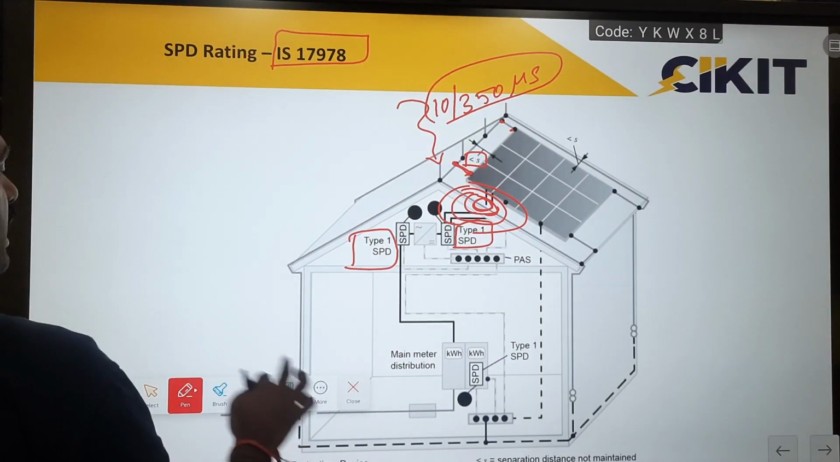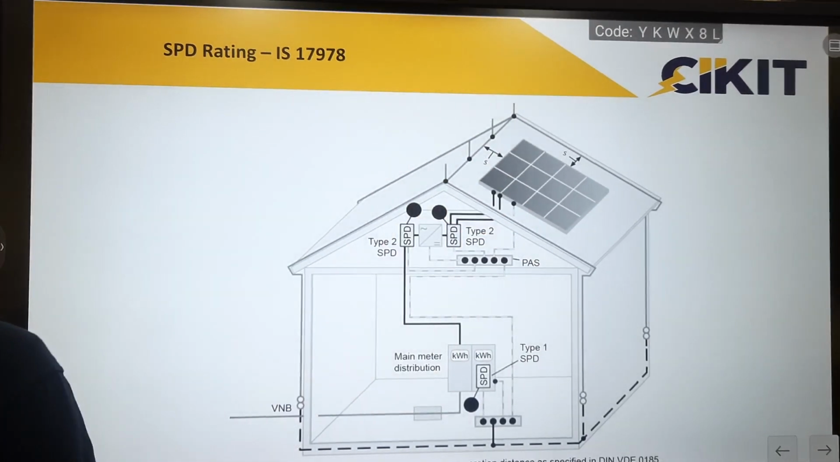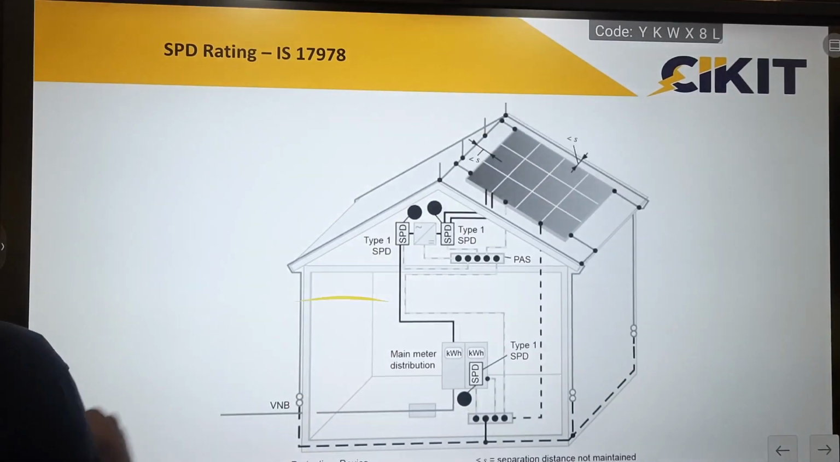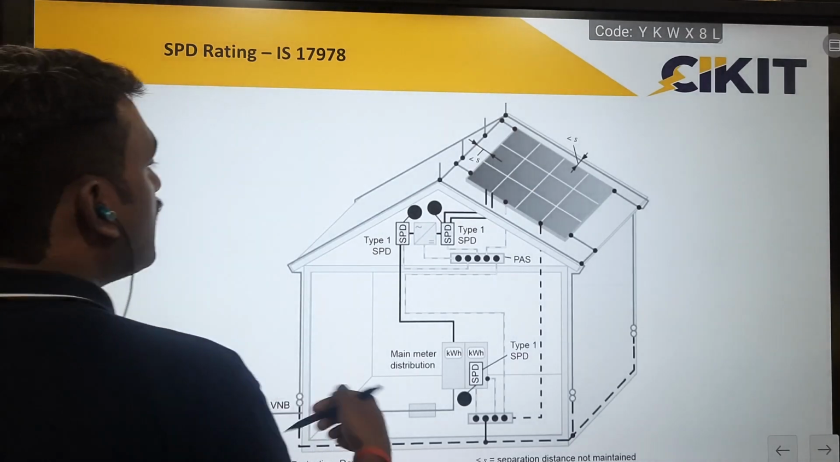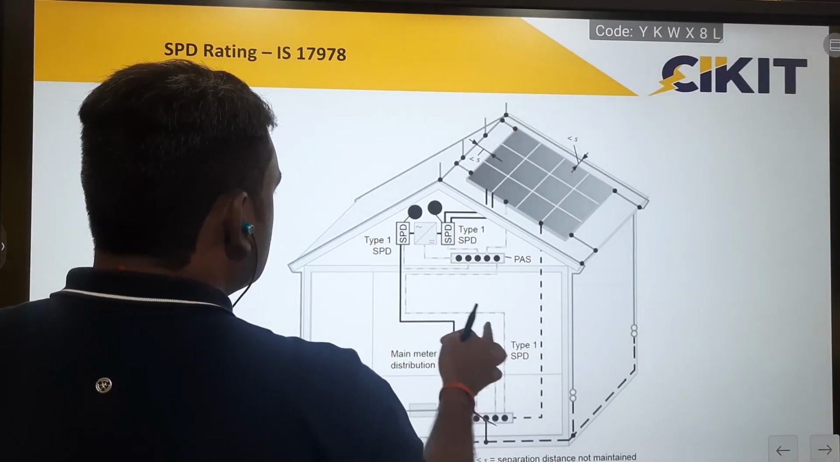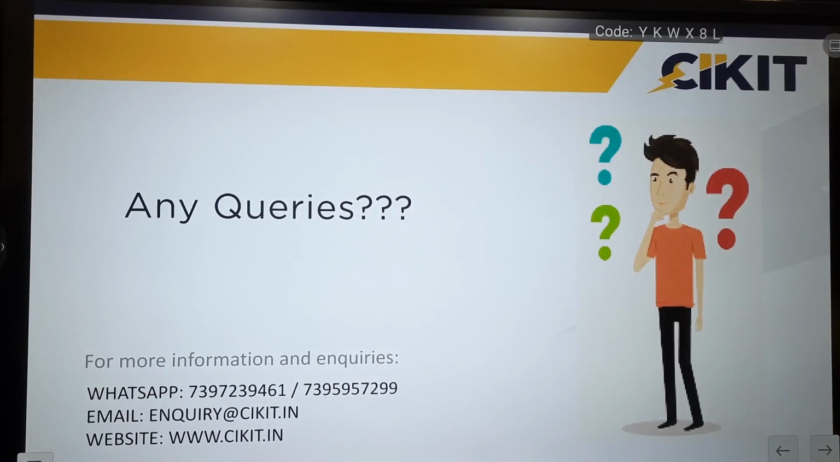So, if I can provide sufficient spacing, then I can go for type 2 SPD. In some applications where I cannot go for sufficient spacing, then in those applications I have to go for type 1 SPD. So based on the suitable installations, I have to go for the suitable type of SPDs. So in this webinar, we have explained about why lightning protection system is required and whether the external lightning protection system is sufficient or not.